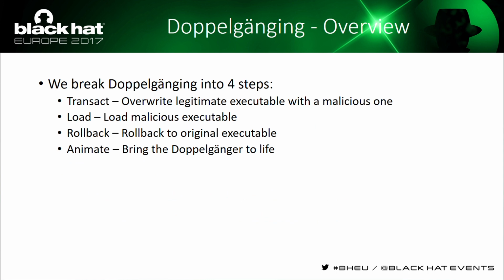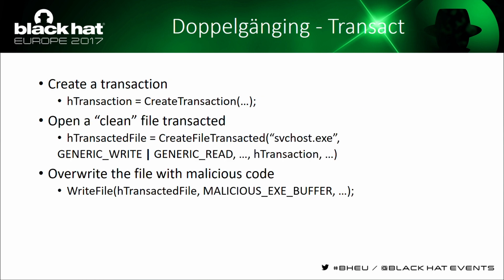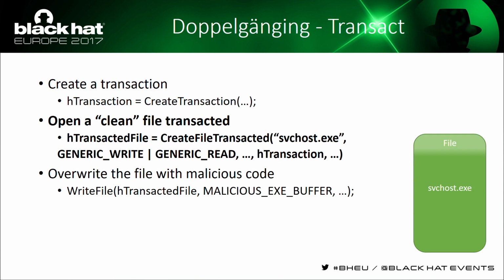So we break doppelganging into 4 distinct logical steps: transact, load, rollback, and animate, which is to bring the doppelganger to life. What we do is we first create a transaction, just like in the example that Eugene showed before in NTFS transactions. Then we open a clean file in a transaction, such as a Microsoft binary, for example, svchost. And now we have a nice clean green file object here on the right that is completely clean and no antivirus is going to flag it.